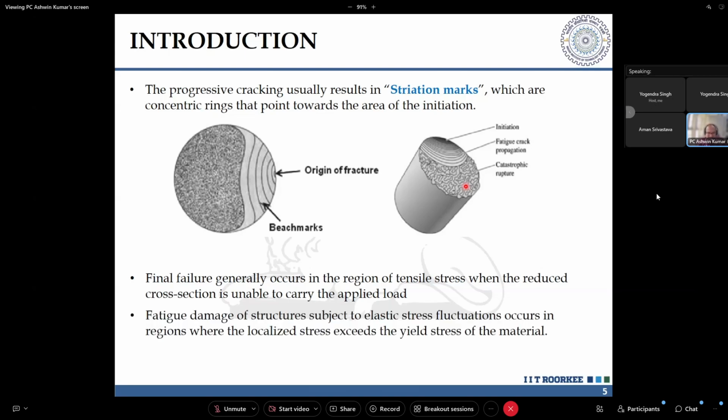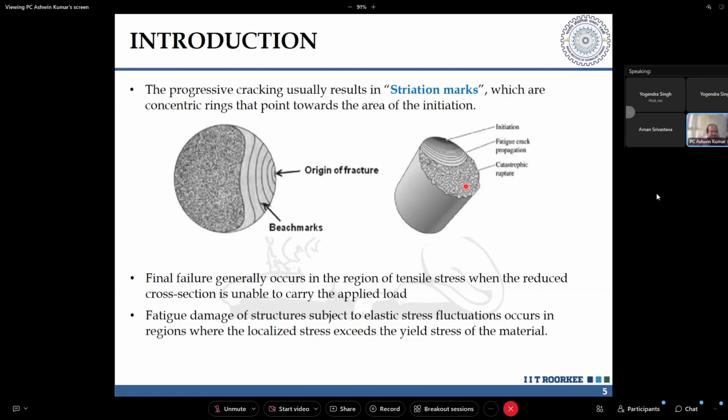And this is the most important line that I want to tell you. That is why that video came in: fatigue damage of structures subjected to elastic stress fluctuations, which is what we would expect in the high cycle range, and in a bridge deck, like elastic stresses. We play only in the high cycle fatigue region when we are looking at a bridge. So fatigue damage of structures subjected to elastic stress fluctuation occurs in regions where the localized stresses exceed the yield stress of the material.